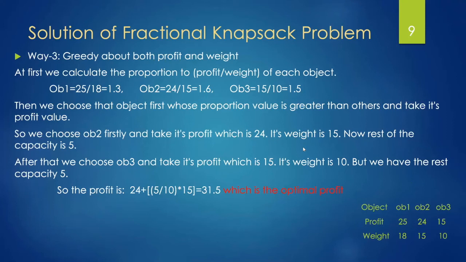Its weight is 10, but we have the rest capacity 5. So we have to use the fractional part of object 3. Here we calculate it and get our optimal answer, which is 31.5, and this is the most optimal profit. So mainly we use way 3 when we are greedy about both profit and weight and get our optimal answer.